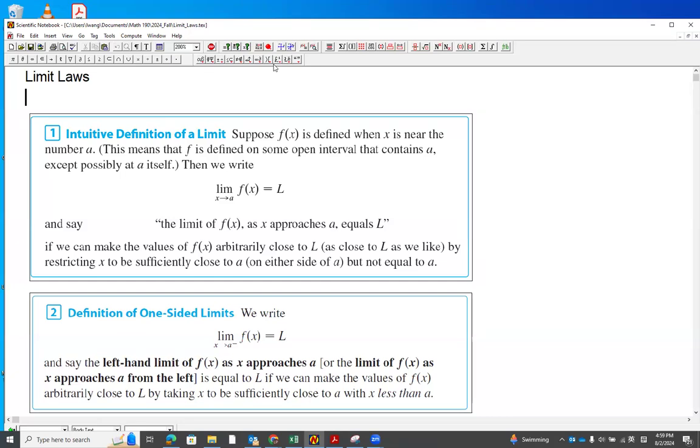The first and foremost, what is the premise? Under what condition can we apply limit laws? The condition is that the individual limits exist. Okay, so we suppose the following two limits exist.